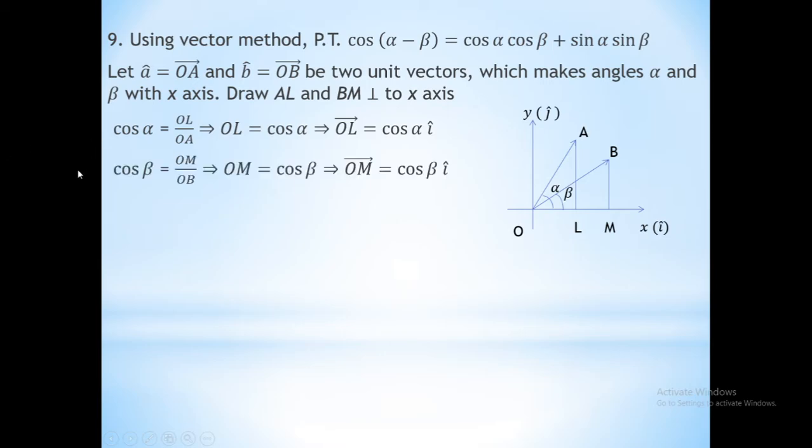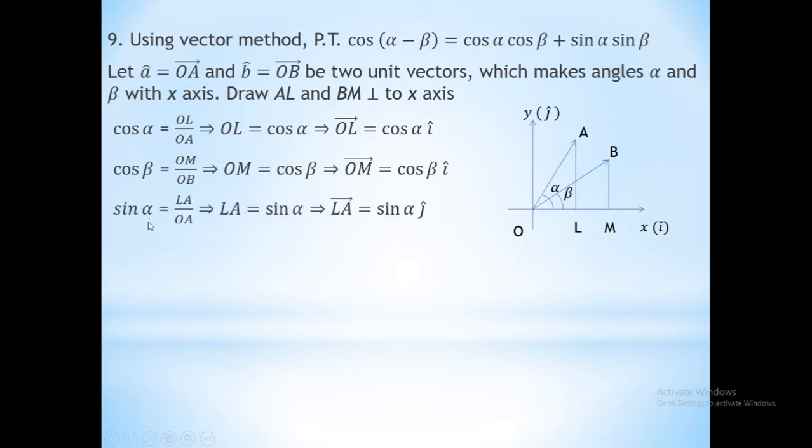Then you have to find cos beta. What is cos beta? Same way, adjacent by hypotenuse. Adjacent is OM, hypotenuse is OB. OB is what? 1 unit. So OM is equal to cos beta. So OM we have to take as a vector. OM vector is also along the x-axis. So for cos beta you have to add an i cap.